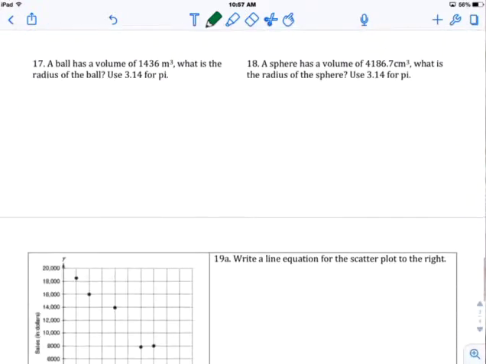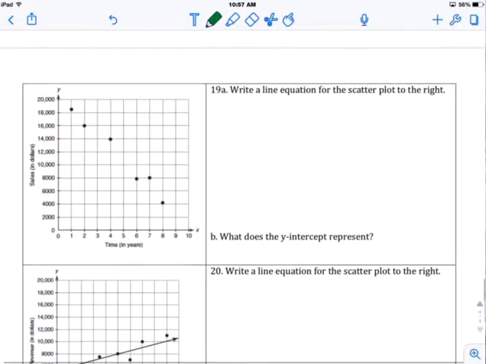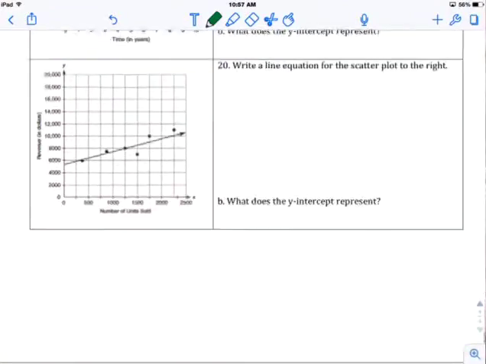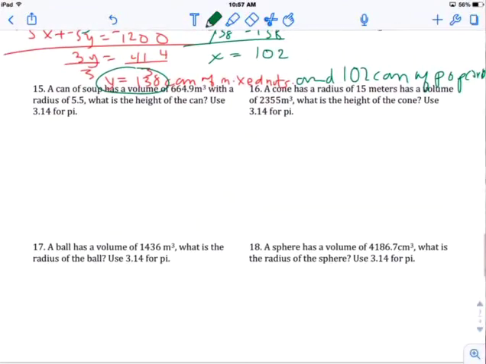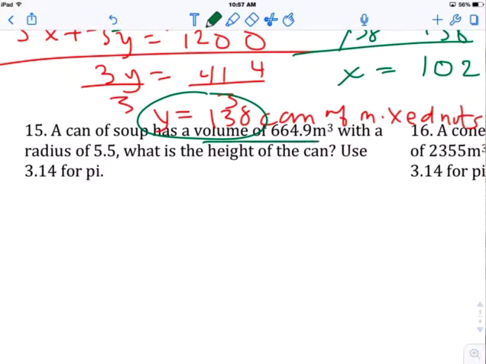Okay, and then next is volume and scatter plots. You guys know how to do this one, right? It's gonna take up so much time. Volume, is this, of a can.